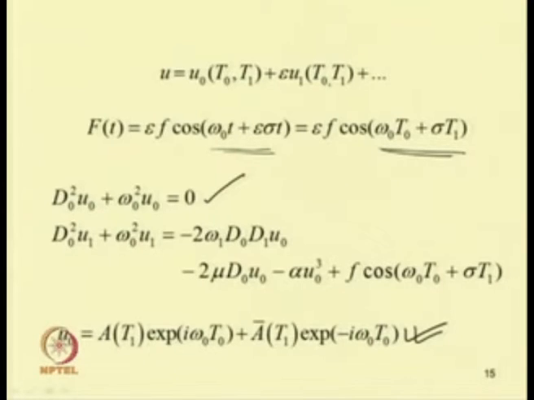So, here, a bar is the complex conjugate of a. By substituting this equation in the second equation, where we have this term with u 1, that means we have written this u, the displacement of the system, using two terms: one is u 0 and another one is epsilon u 1.